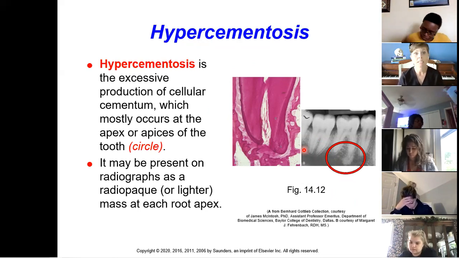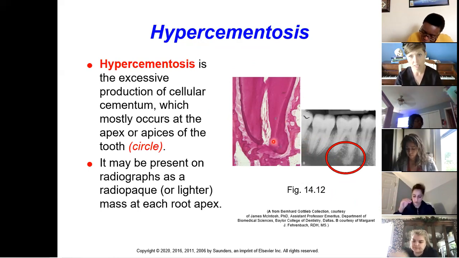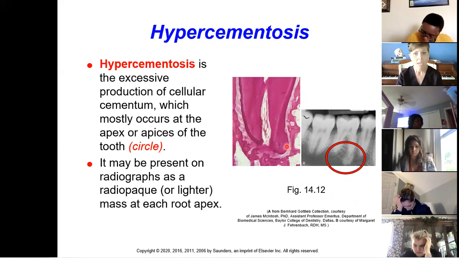Hypercementosis is the excessive production of cellular cementum, which mostly occurs at the apex or the apices. And you can see here that darker red line is the cementum, and you can see it's kind of an overgrowth there. And then here it is right here. So it's growing more, so it becomes more radiopaque. It may present on a radiograph as a radiopaque mass near the root apex.